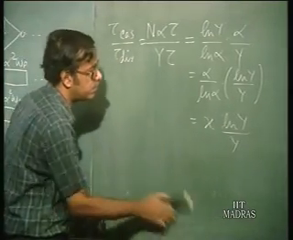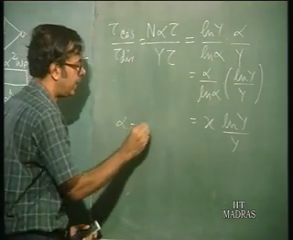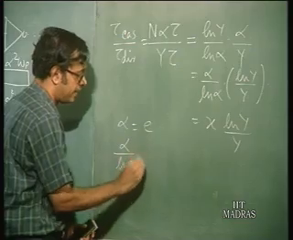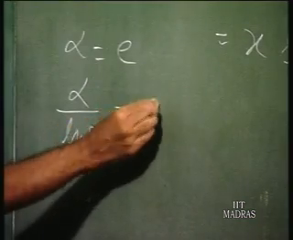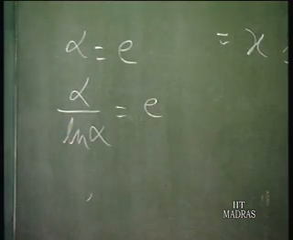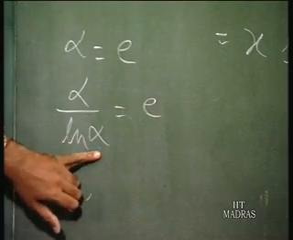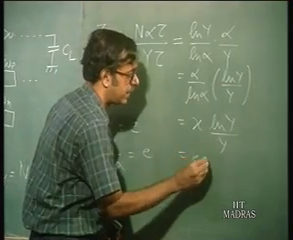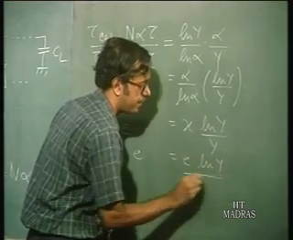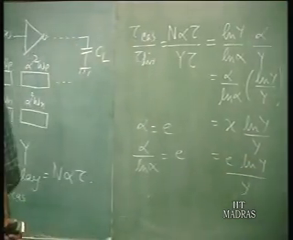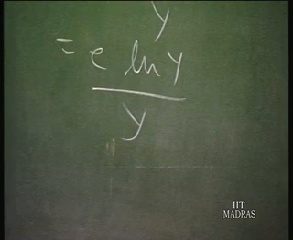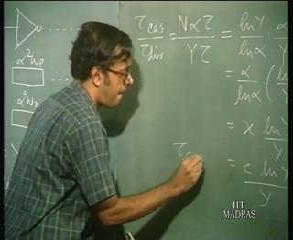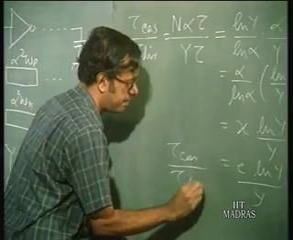So, alpha is equal to e, ln alpha is equal to 1. So, alpha by ln alpha is going to be e. So, basically it becomes e times ln y by y. Okay. So, that is the tau cascade by tau direct.